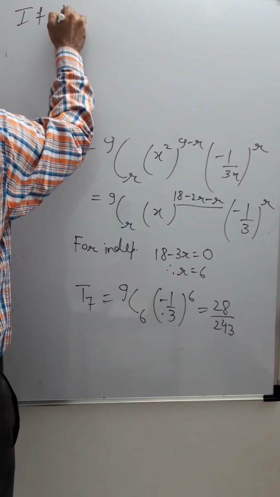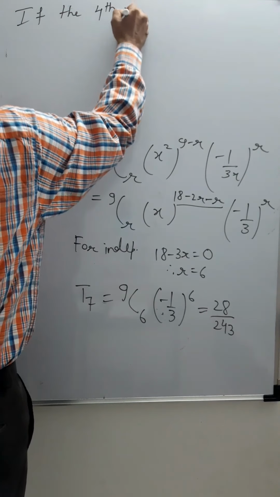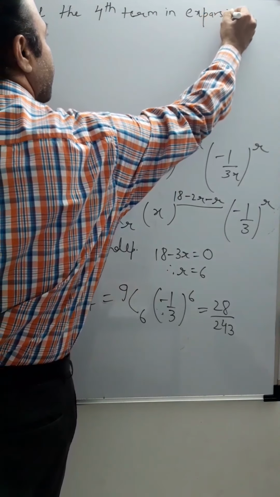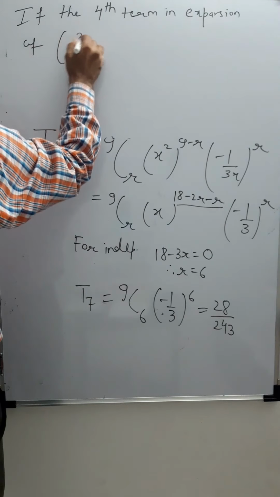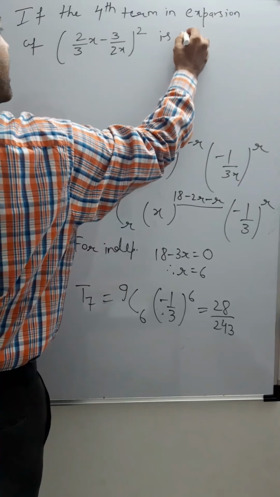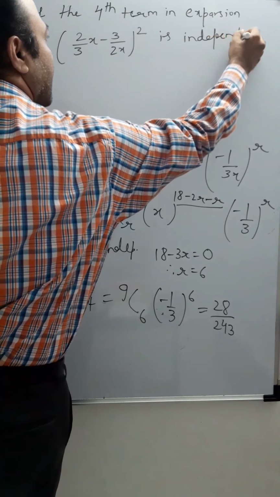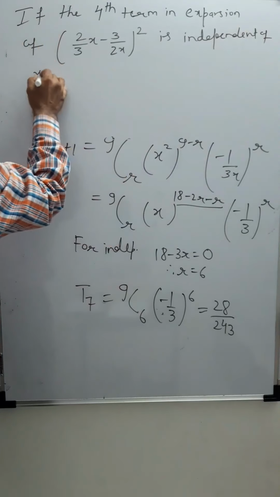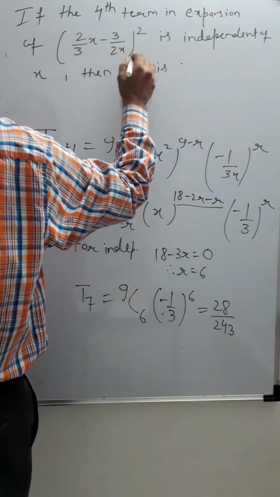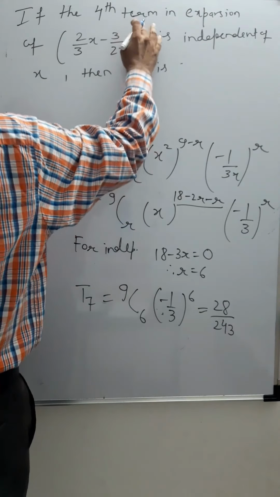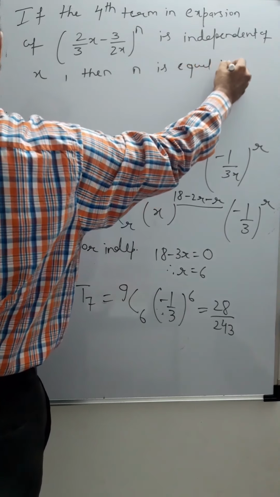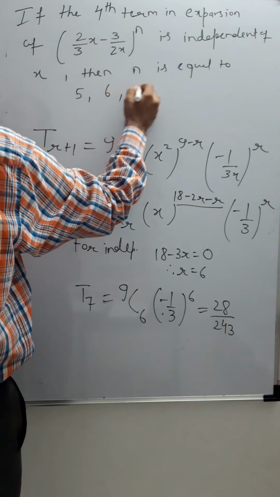if the 4th term in the expansion of (2 by 3x minus 3 by 2x squared) to the power n is independent of x, then n is equal to: 5, 6, 9, none.